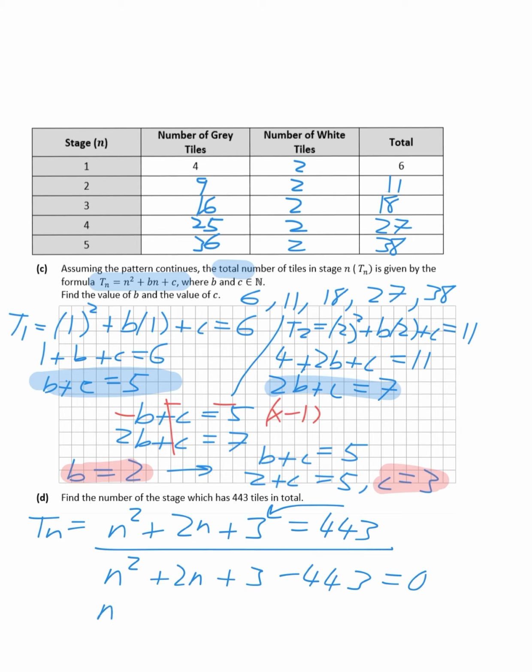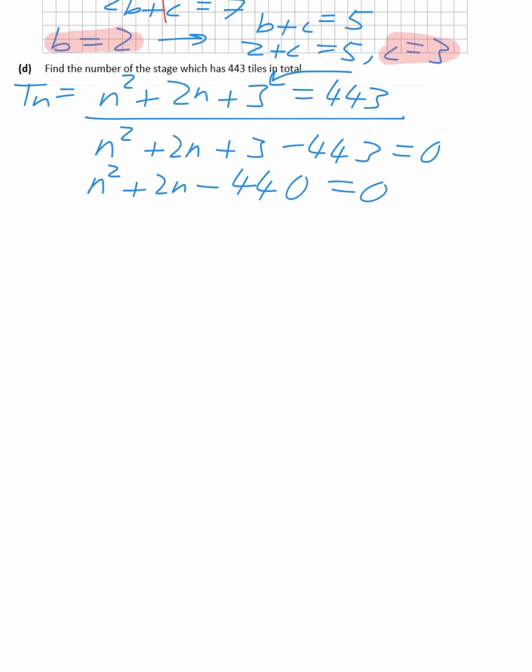So then n squared plus 2n minus 440 equals 0. Okay, so now we have to solve this. A few ways we could do this. We could use the quadratic formula like we did in a previous question, or else we could factorize it. I'm going to factorize it, because just looking at 440, the first factor that springs to mind is 20. And so 20 times 22 would get us 440.